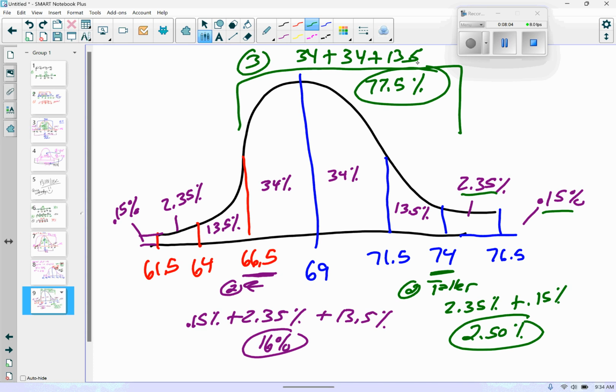Okay? And then what percent of U.S. males are taller than 76.5? So this right here, 76.5 and taller. So this is just going to be a 0.15% chance. So again, if you were to walk out in society and randomly select an adult male, you have a 0.15% chance that you come across somebody who is 76.5 inches or taller. Okay?